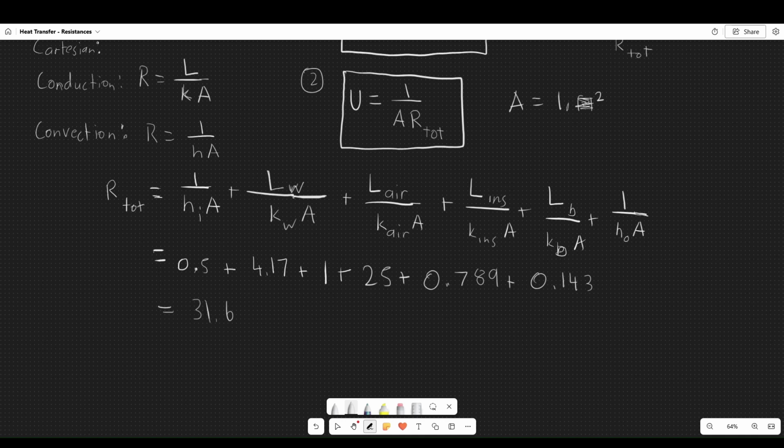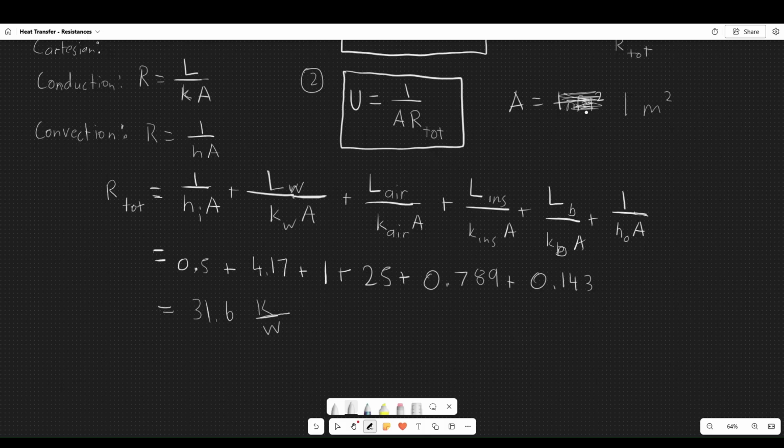This is meter squared. All right, so 1 meter squared. And so we have watts per meter squared Kelvin times meter squared. That becomes watts per Kelvin. And so what we get is meters per Kelvin. Oh, sorry, Kelvin per watt.